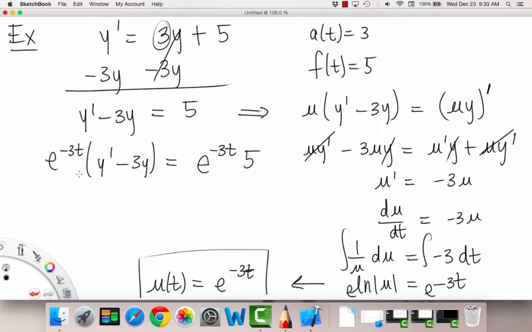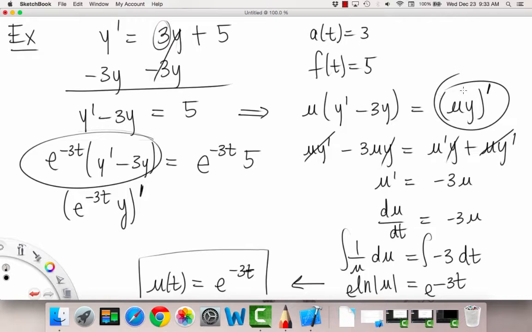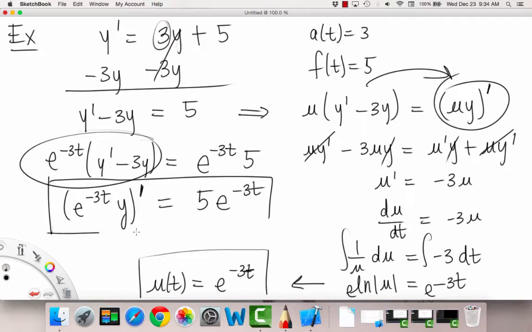So this side can consolidate down into e to the negative 3t times y, and then you stick a prime there. That's where we came from, right? So this is what we were trying to do. That's where we're getting to. And then on the right side we have this 5 times e to the negative 3t. So now we're at this point, and let's continue this on the next slide.